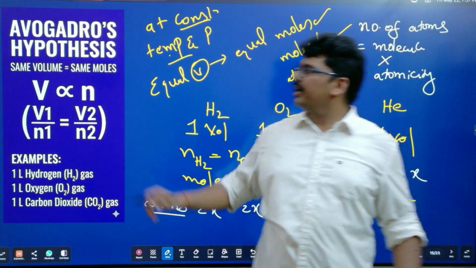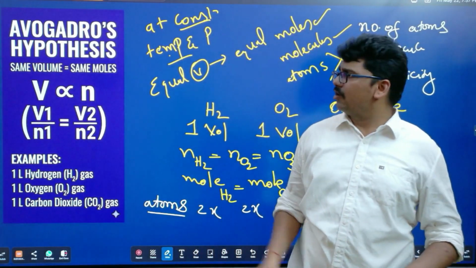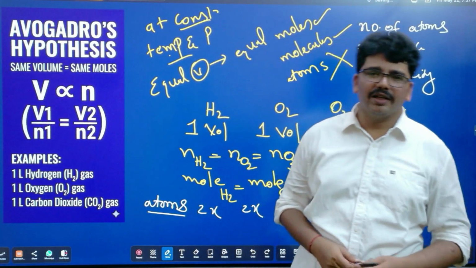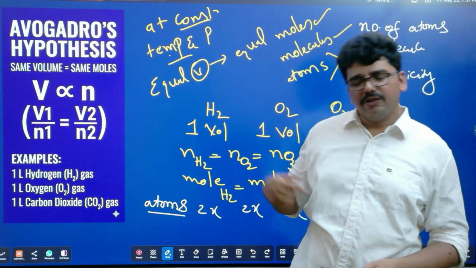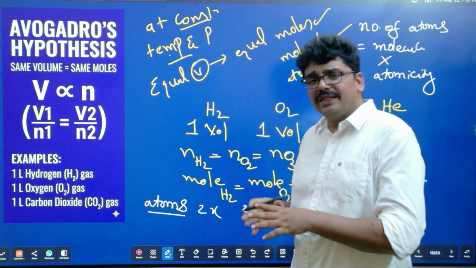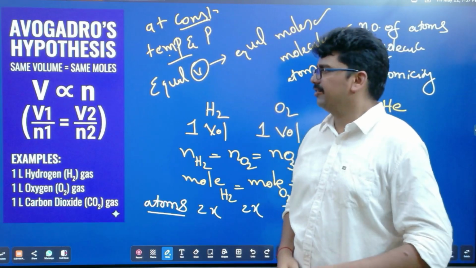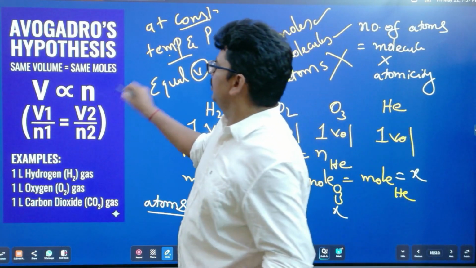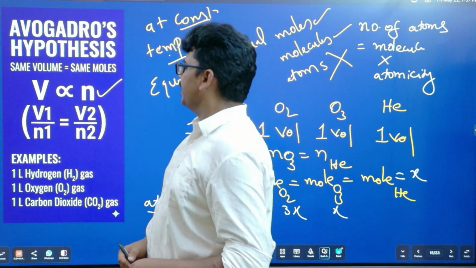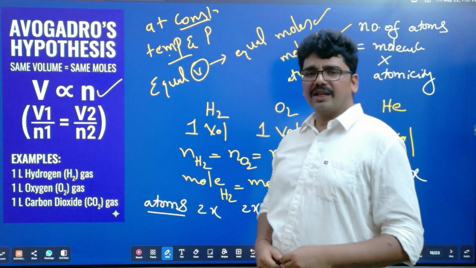So according to Avogadro's law or Avogadro's hypothesis, at constant temperature and pressure, equal volumes of all gases contain equal number of moles and equal number of molecules, but not equal number of atoms. If atomicity is same, atoms also same. If atomicity is different, atoms are different. Now this is a relation. Volume is directly proportional to moles. Then V1 by N1 is equal to V2 by N2. So this is helpful for solving some numericals.